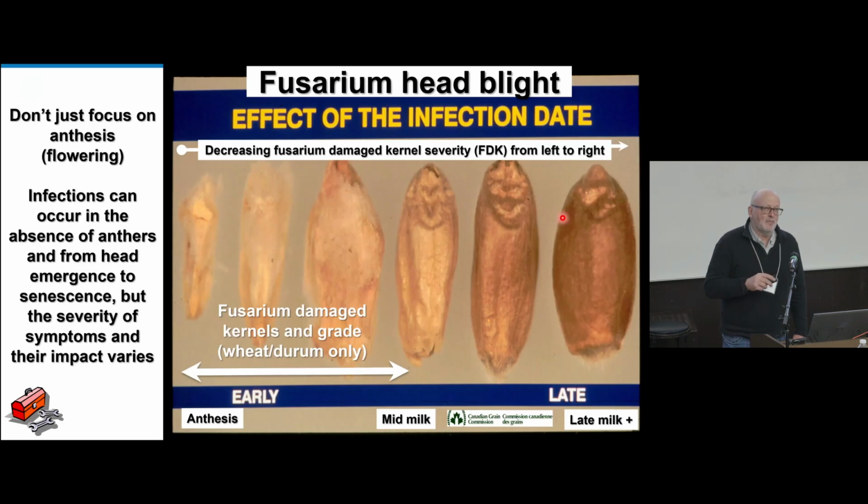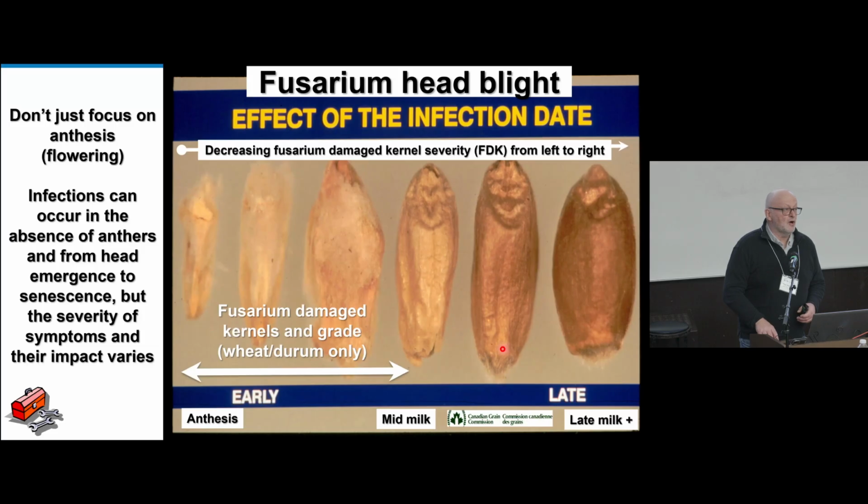Now the other thing that I want to talk about is I hear this all the time, and maybe it's starting to change, but there's this fixation on anthesis and flowering. Infection can occur in the absence of anthers. Flowering is not as important as we think. The infection in wheat can occur anytime from head emergence through to the start of senescence. Depending on when that infection occurs, that's going to influence your severity of infection and the amount of DON. So if the infection occurs closer to that flowering period, that's where you're going to get those high levels of DON and that significant amount of downgrading due to the presence of Fusarium damaged kernels in that harvested grain.